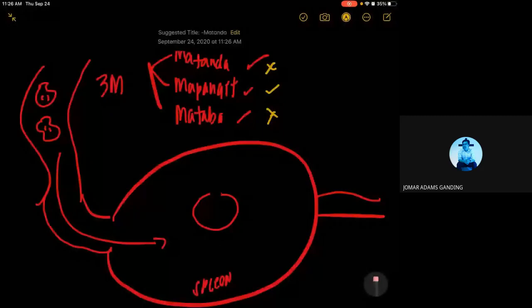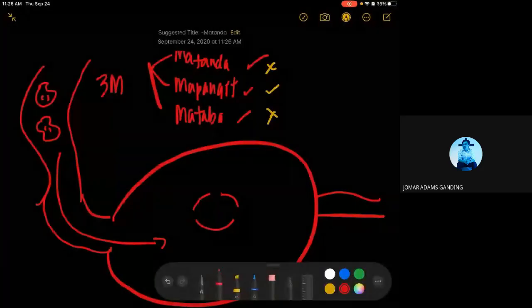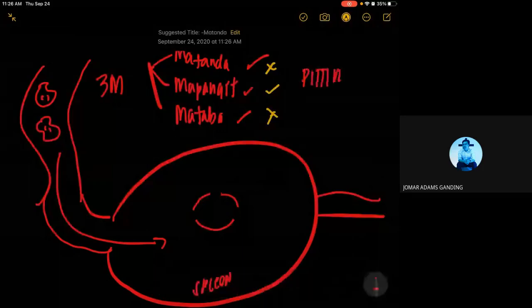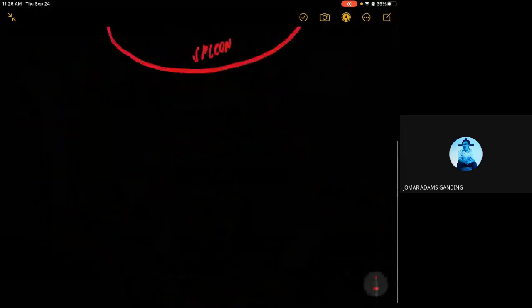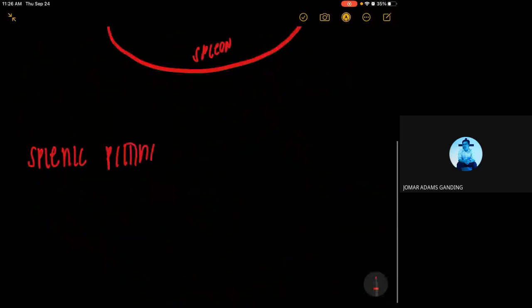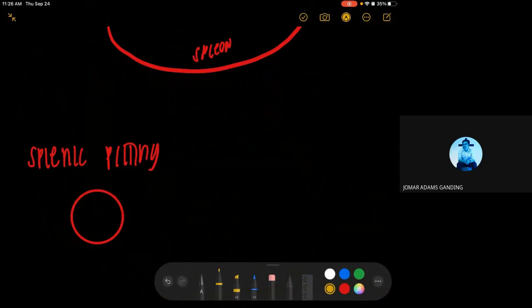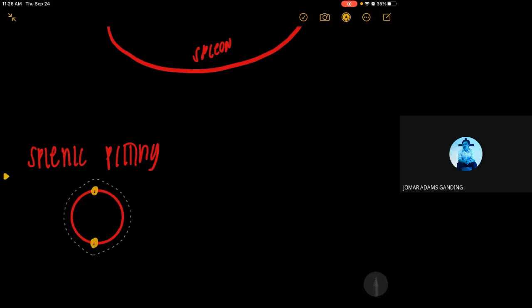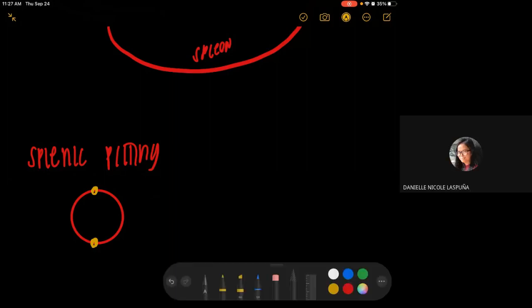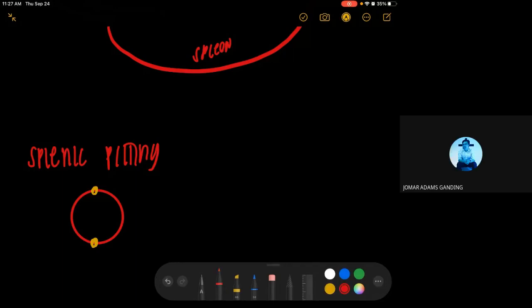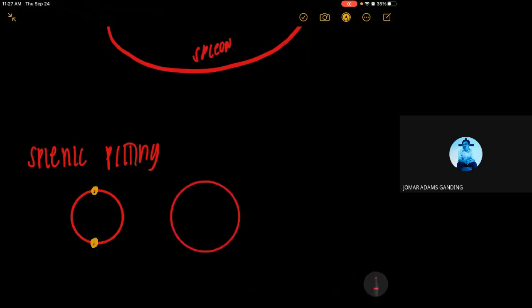Ay, by the way, nakalimutan kong sabihin. The process of removal, yung unang nangyari, that is pitting. We call that splenic pitting. That is from that RBC with inclusion bodies now becoming your bite cell. Ayaw, hindi ko magawa, so drawing ko na lang ulit. Your bite cell. Okay? So, that is splenic pitting. Pitting lang siya. Yung ganyan na nangyari, this is splenic pitting.